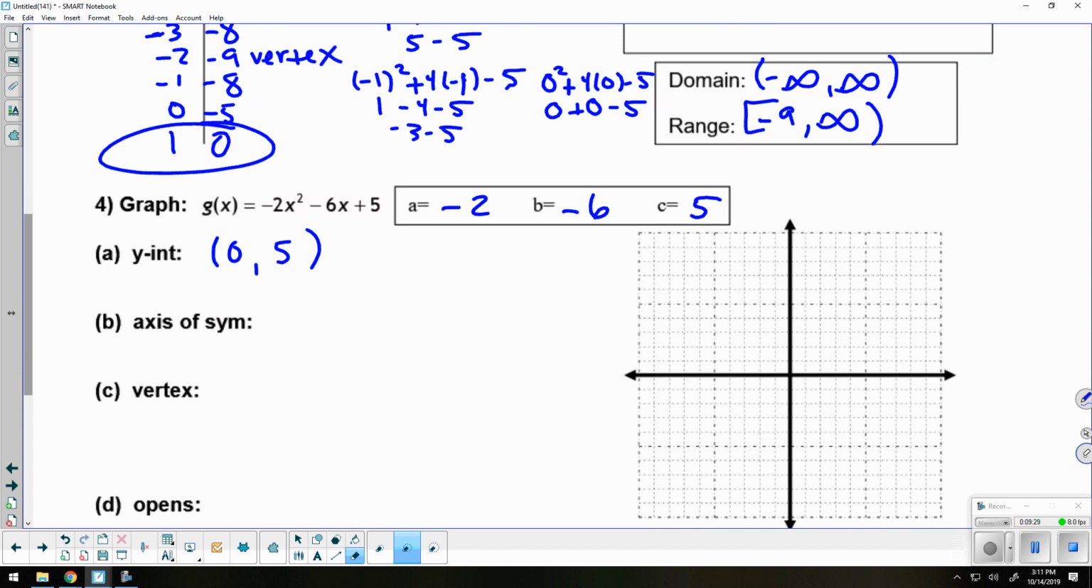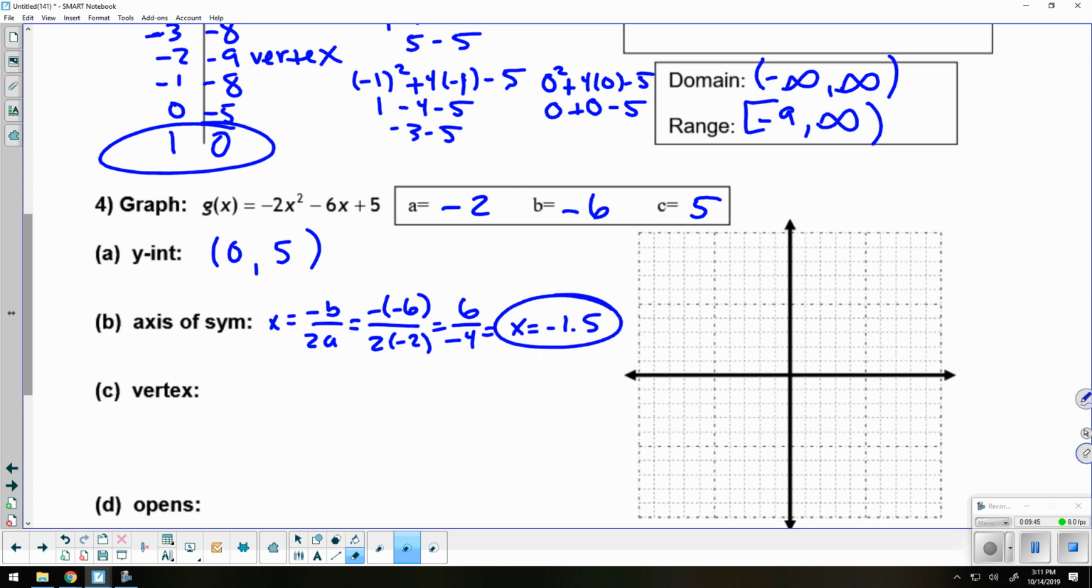Our axis of symmetry, so -b over 2a, would be -6 over 2 times -2, we get +6 over -4, which would be -1.5 is what we get. Okay, so we get a decimal. So -1.5 is going to be our axis of symmetry. So dotted line going through x at -1.5, right in between -1 and -2. That'd be negative 1.5.